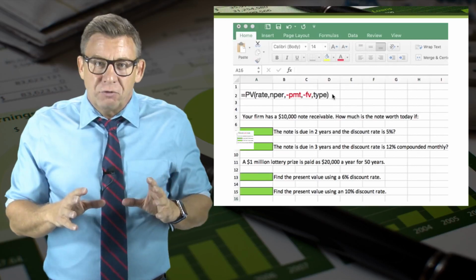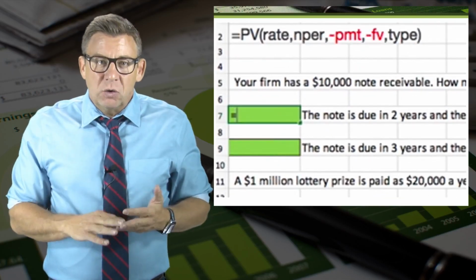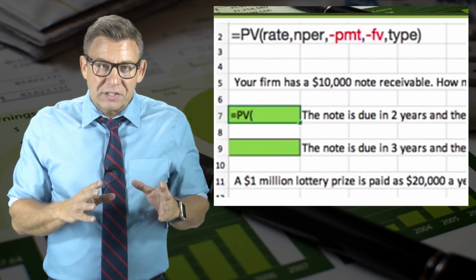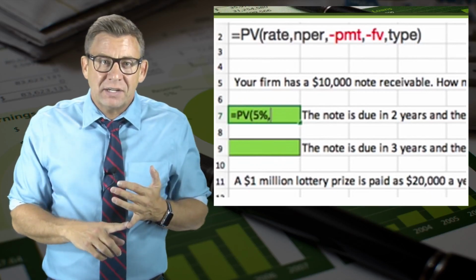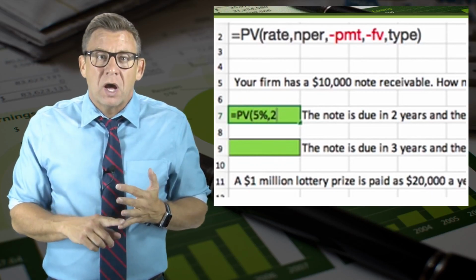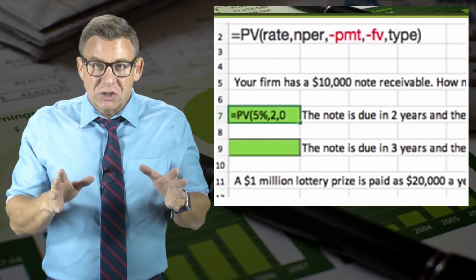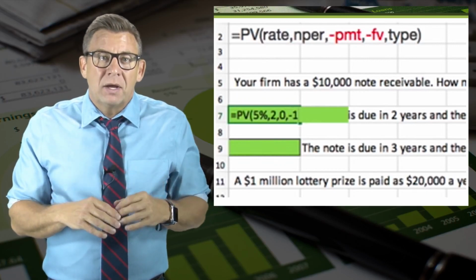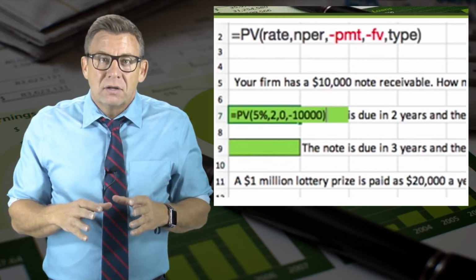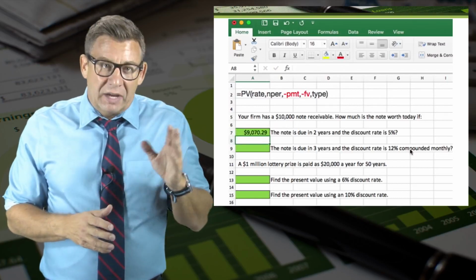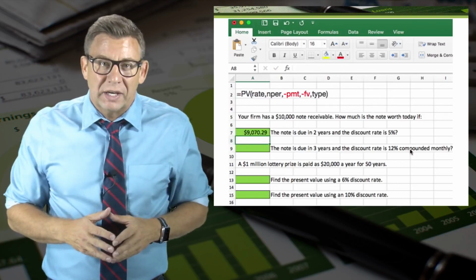Using the present value formula, I enter equals PV, open parentheses, 5%, comma, 2, comma, 0, because there's no regular payment, comma, and minus 10,000. And this returns a present value of $9,070.29.